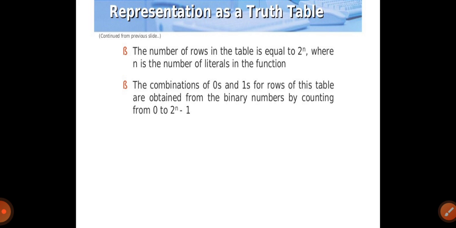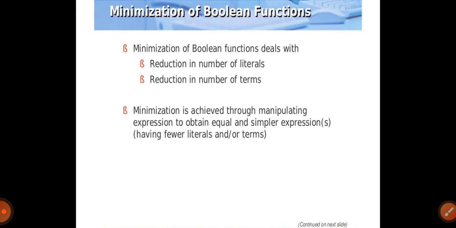The presentation as a truth table has rows equal to 2 raised to n, where n is the number of literals in the function. The combinations of zeros and ones for the rows of this table are obtained from the binary numbers by counting from 0 to 2 raised to n minus 1. This is a minimization of the Boolean function.